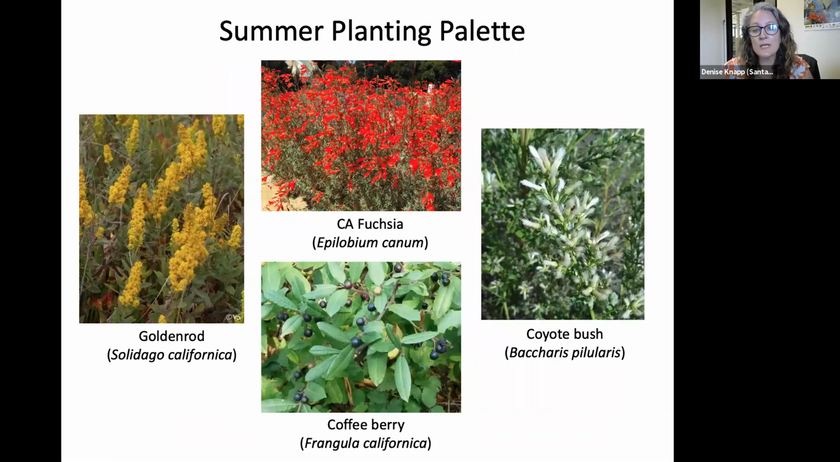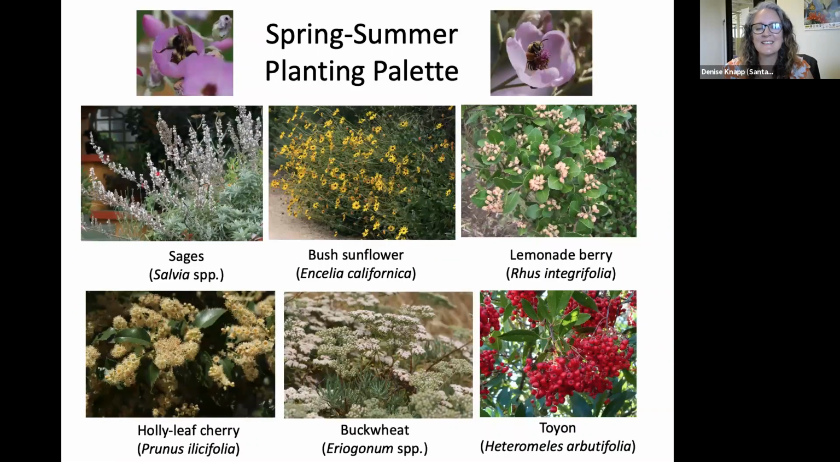And then the summer plants, yeah, I think we skipped one. There we go. Spring, summer planting palette. This has the most to choose from. Sages are wonderful. Bush sunflower, lemonade berry, toyon, buckwheats are superstars for pollinators. Hollyleaf cherry, and then not labeled at the top there on either side is bush mallow, which is also great. Next.